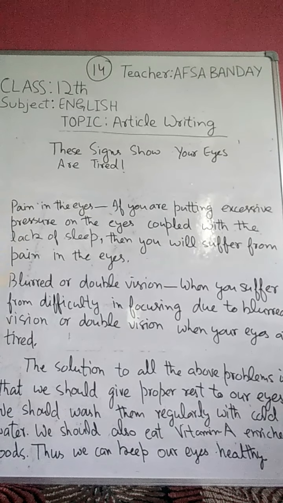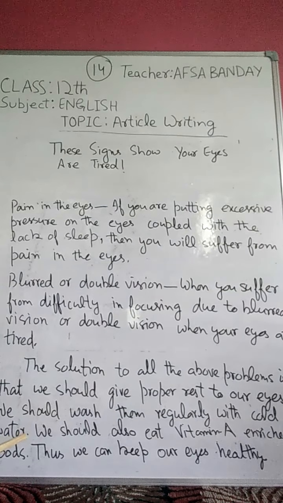So this is the main part of your article, and then comes the last part, the concluding part where you provide solutions to the problems. In the case of this article, the solution to all the above problems is that we should give proper rest to our eyes, wash them regularly with cold water, and also eat vitamin A enriched foods so that we can keep our eyes healthy, because they are important organs of our body, and at the same time very fragile.